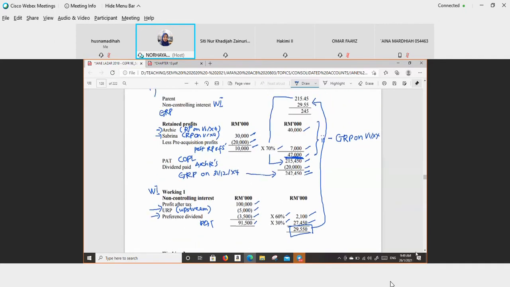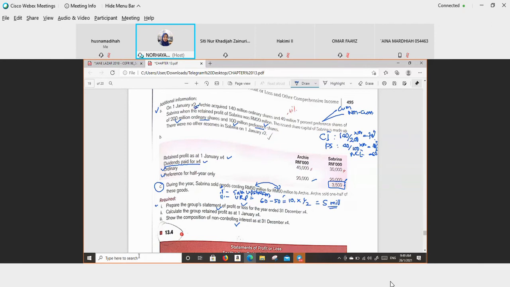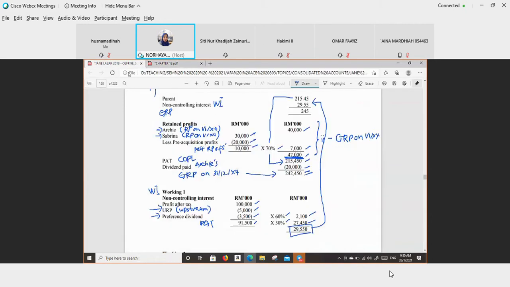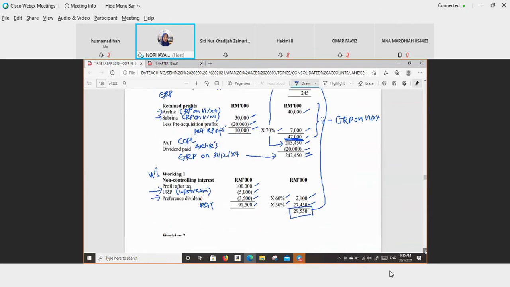Okay, lepas tu, tengok 13.3, composition of non-controlling interest. This one. Okay, yang ni, this one. Okay, we have done this, and then this one. Composition of non-controlling interest means that what comprise non-controlling interest at the end of the year. Okay, so what comprise? As usual lah, you kena tahulah.